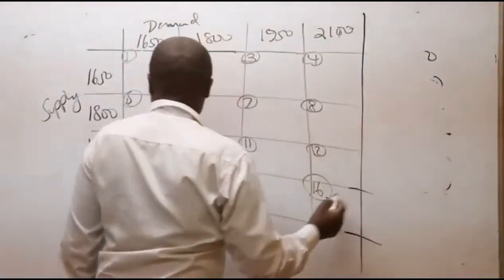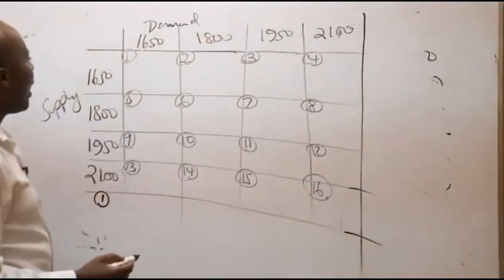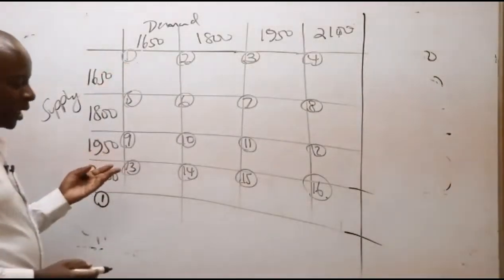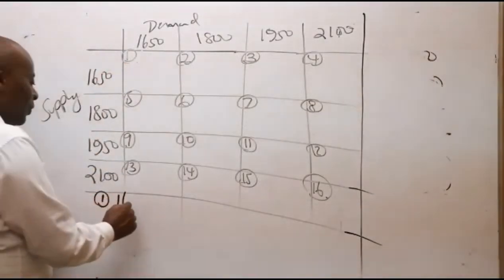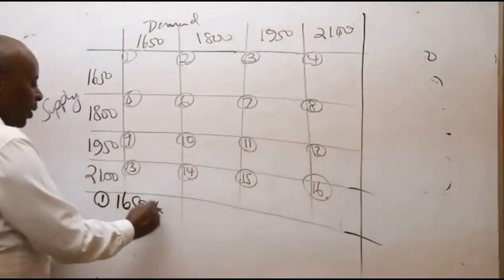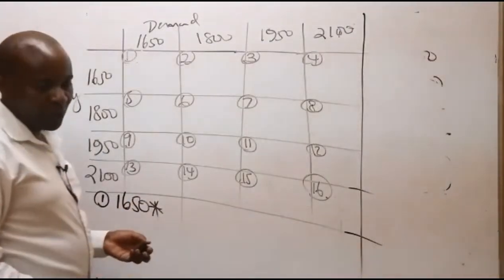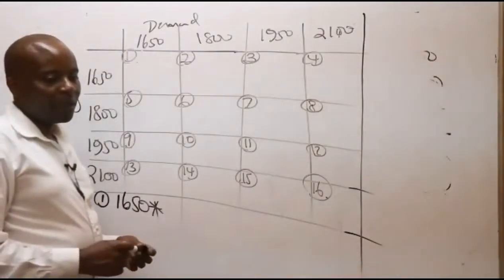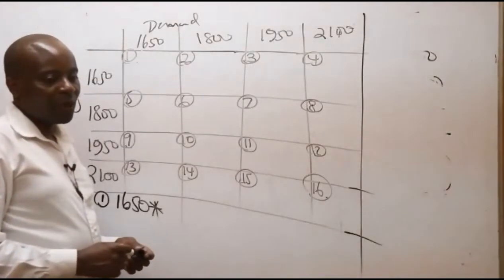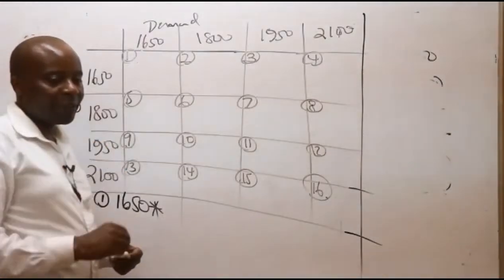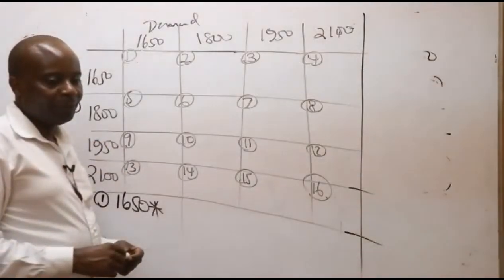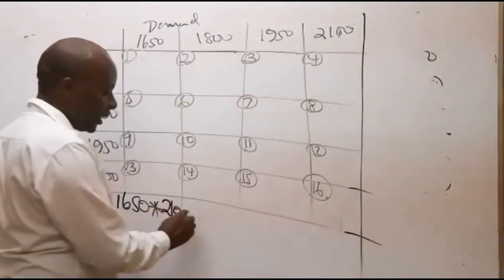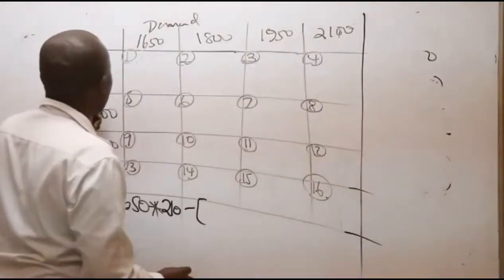Okay, so cell number one, supply 1650 and demand is 1650. So I'm going to sell 1650. Do we have the selling price? What is the selling price per bracelet? 210. Minus, of course, we have supplied 1650.